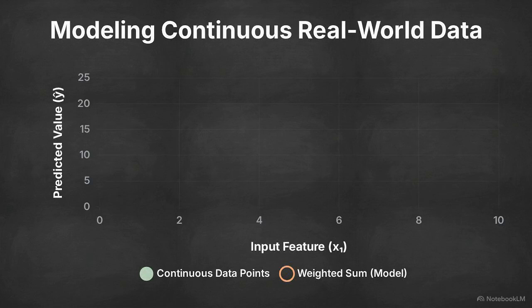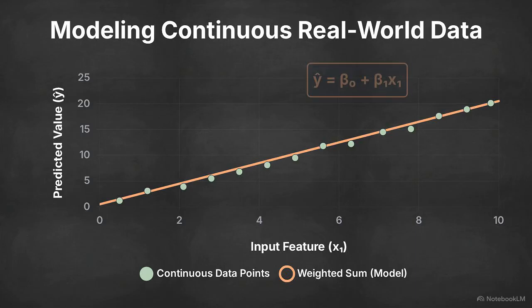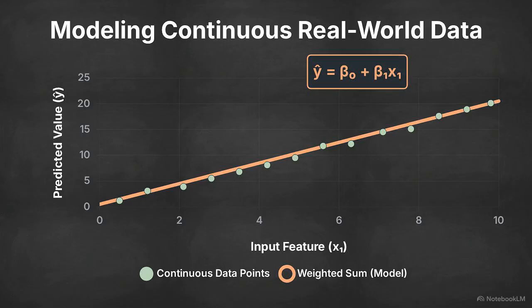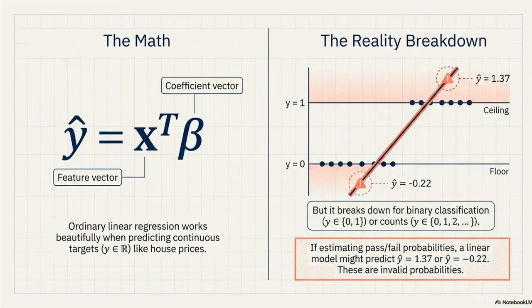Ordinary linear regression is the standard mathematical tool for predictive modeling. At its core, it relies on calculating a simple weighted sum of input features. This page shows the math behind it. The core vector equation maps perfectly to continuous target variables, like predicting the dollar value of housing prices.